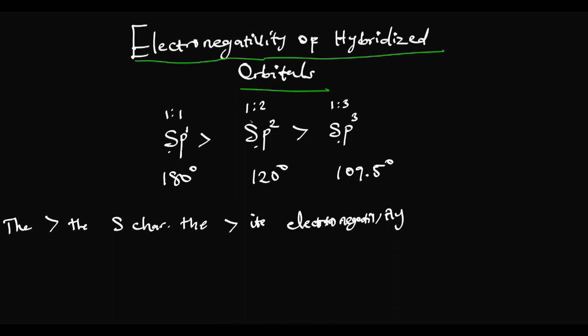Also, the increasing p character of the bond decreases. The increasing p character of the hybrid orbital decreases the bond angle. You can notice that p is increasing from 1, 2, 3. So as p increases, the bond angle does what? Reduces. The bond angle what? Reduces. All right, let's move on.